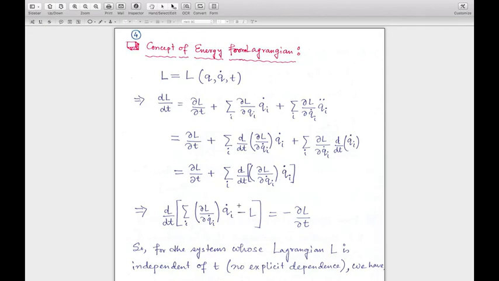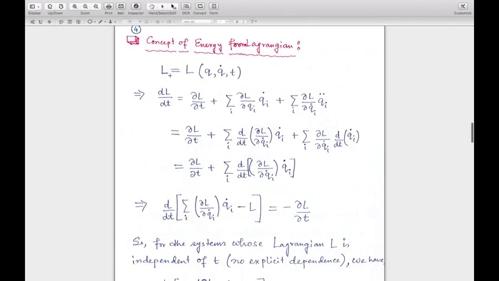So to be very honest, the Lagrangian is T minus V. So this is the difference between two types of energy, but this does not say how it is related to the total energy, that means, let's say, T plus V. So here in this context we will discuss this.